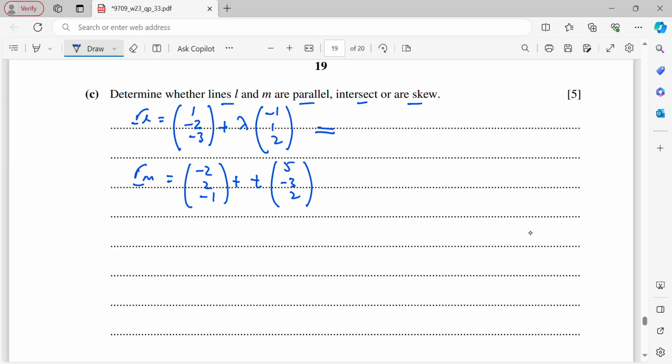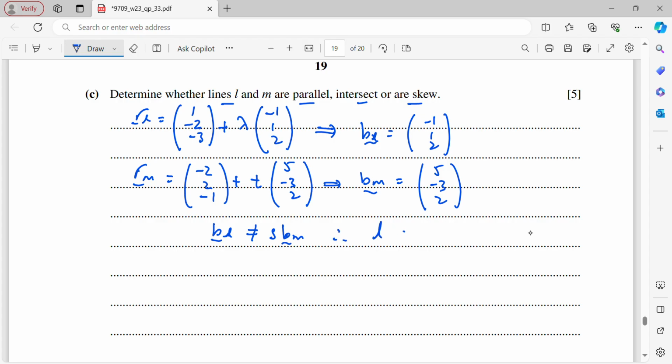So from here, I will get my b1 or b_L. I will write b_L is (-1, 1, 2). Then my b_M will be (5, -3, 2). Since b_L is not a multiple of b_M, therefore L and M are not parallel.